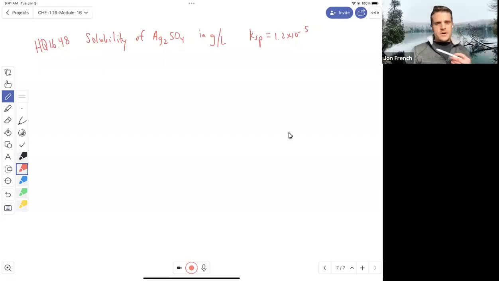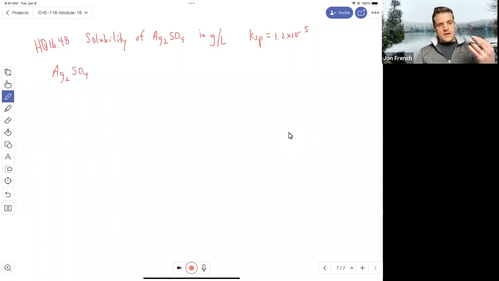So for question 48, we're asked to find the molar solubility of silver sulfate in water in grams per liter, given that the KSP of silver sulfate is 1.2 times 10 to the minus 5. And so to answer this question, first we should start with writing out what our reaction to consider is.